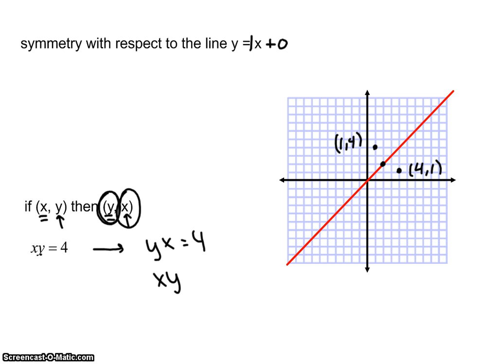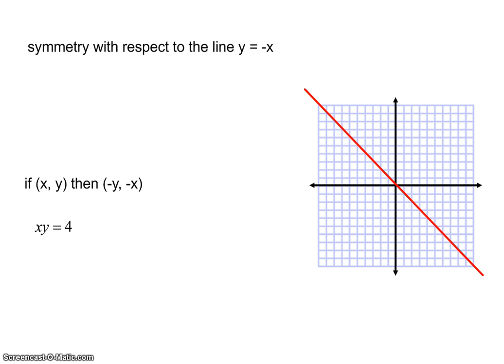Commutative property says I can switch this around. Therefore, I got the same thing. Therefore, we have symmetry with respect to the line y equals the opposite of x. Sorry, take that back. Y equals x. All right, y equals the opposite of x here now.